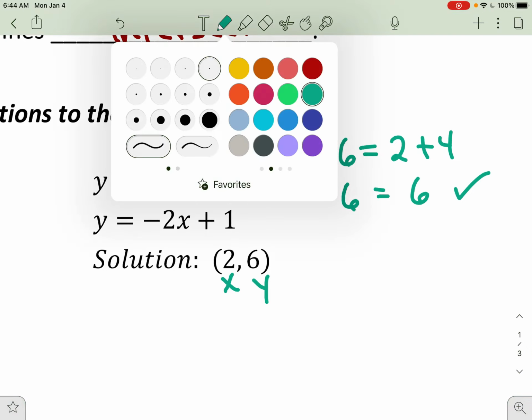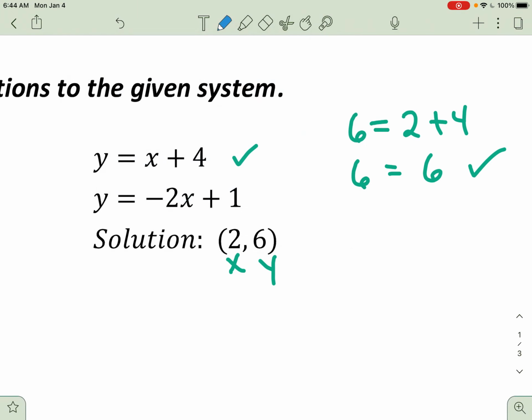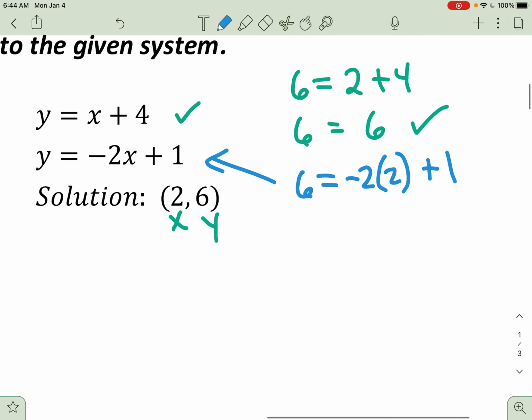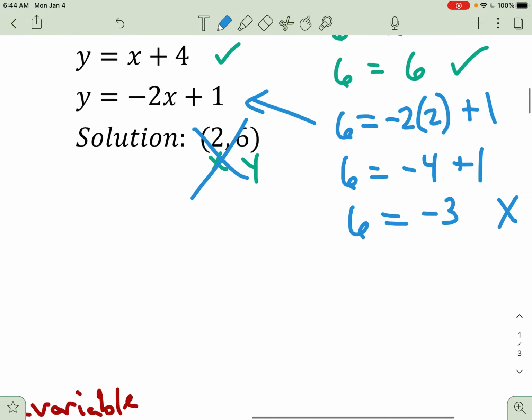So that one's good. Okay, and then let's see, 6 equals negative 2 times 2 plus 1. So now we're checking out this equation. Okay, 6 equals negative 4 plus 1. 6 equals negative 3. This is wrong, so this is not a solution.